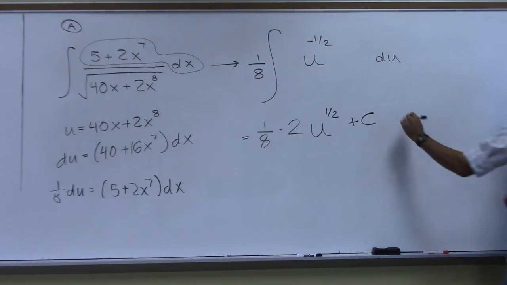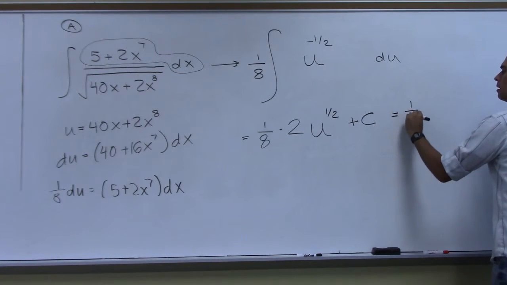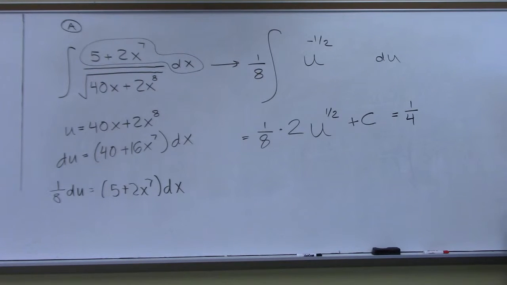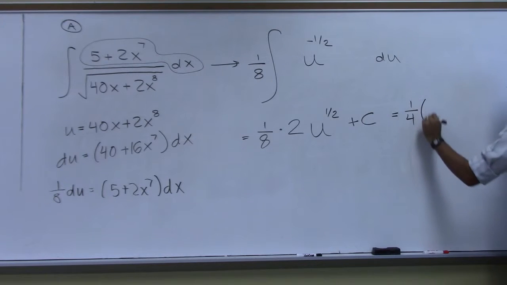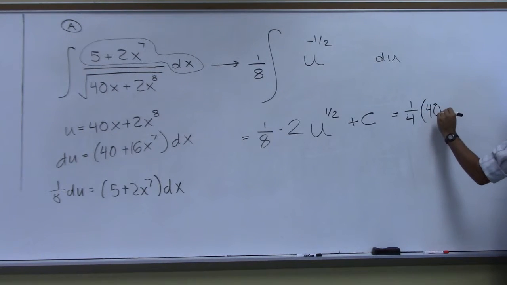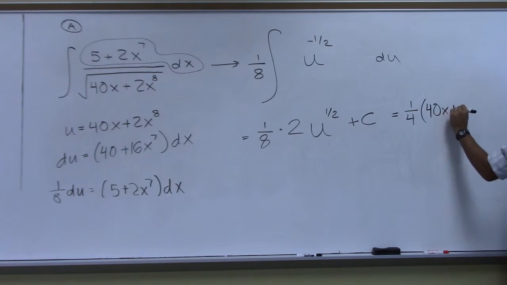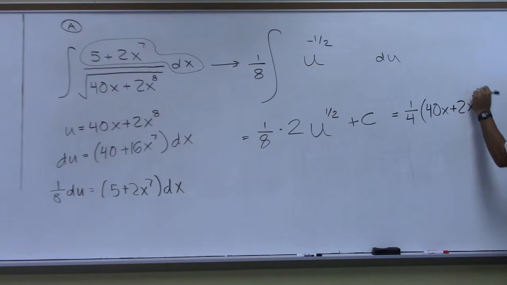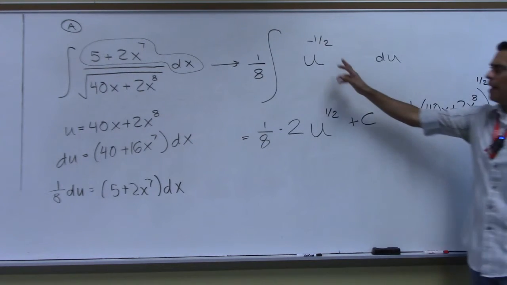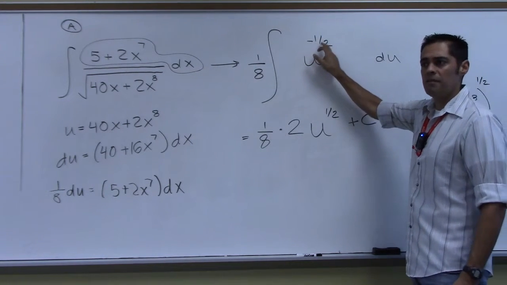And then that's 1/4, right? And then what's u? All that stuff, right? 40x plus 2x to the 8th, but all of this to what power? 1/2, or square root. You could write square root, that's fine, plus c. And that's your answer. So just be careful on that. That's a negative 1/2 here, not a positive 1/2.